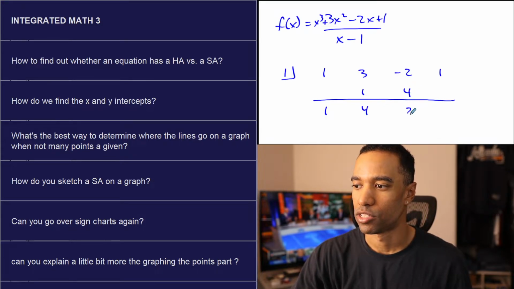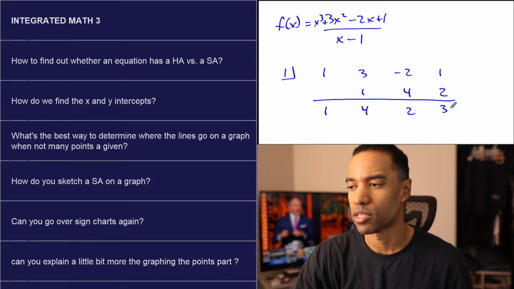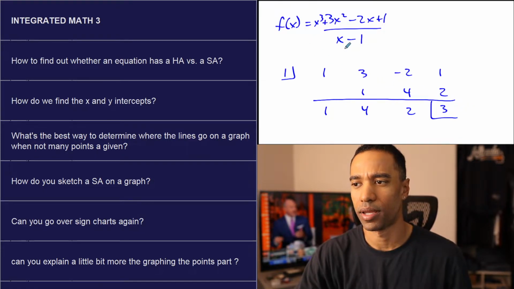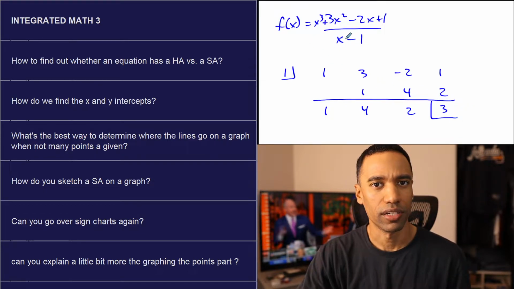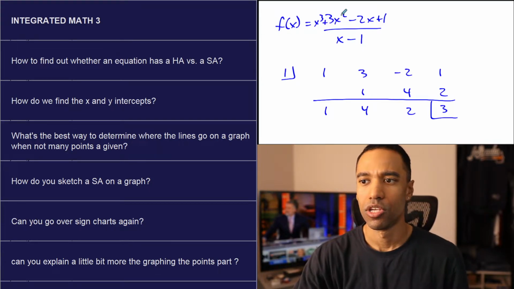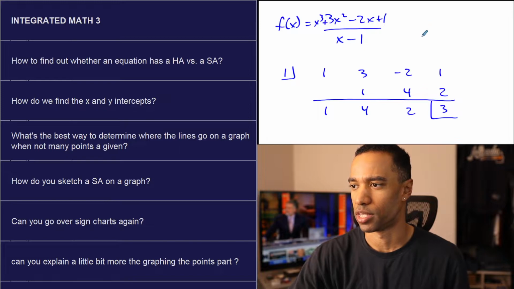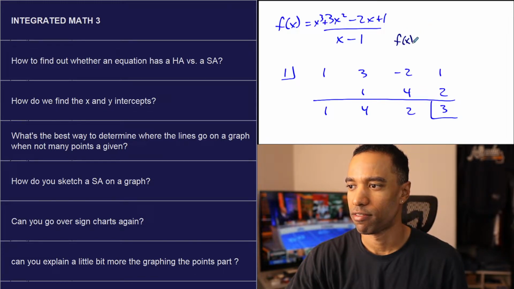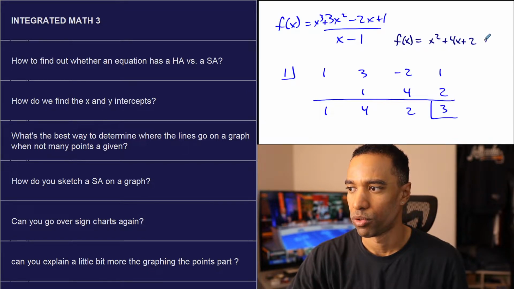Now, you might wonder why I didn't do synthetic division before. Because a lot of times you would end up dividing by something that's not linear, not a linear root right there. Sometimes it's a quadratic and things. So you just probably want to feel comfortable in your shoes on the other one as well. So this is now f of x equals x squared plus 4x plus 2 with a remainder of 3 over x minus 1.